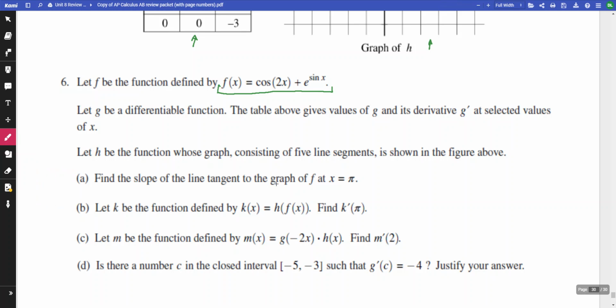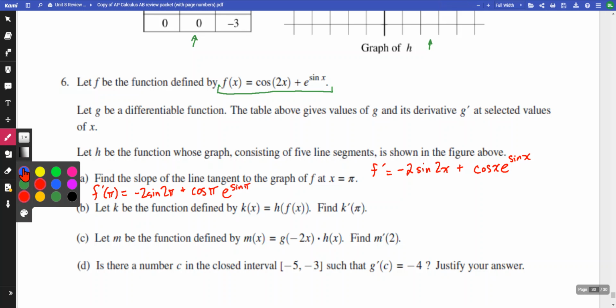So we need to find the derivative. All right, so for this first one, we want f prime. And f prime is going to be the derivative of the cosine of 2x, which will be negative 2 sine of 2x, plus the derivative of e to the sine of x, which will be cosine of x e to the sine of x, right? So using the chain rule properties for each of them. And then I want at x equals pi. So f prime at pi is going to be negative 2 sine of 2 pi plus the cosine of pi times e to the sine of pi.